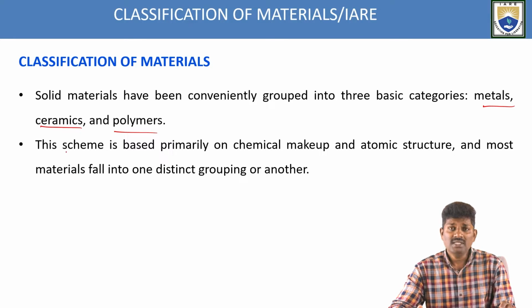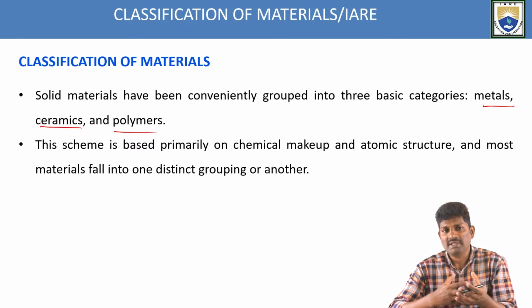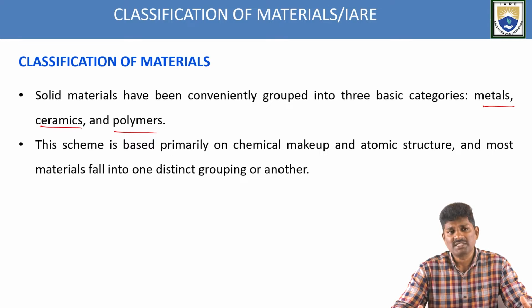Now this scheme is based primarily on chemical makeup and atomic structure, and most materials fall into one distinct group or another. So how are we differentiating whether it is a metal, a ceramic, or a polymer? Based upon the atomic structure, the properties of the material, the preparation of the material, and the synthesis of the material. All this comes into play when classifying materials. So if you want to differentiate the material, we have to know the properties as well as the atomic structure of the material.